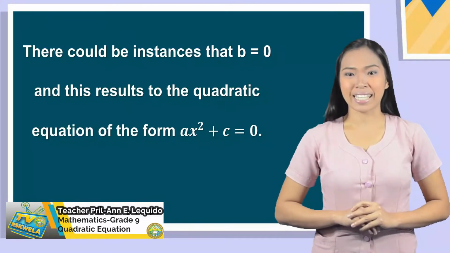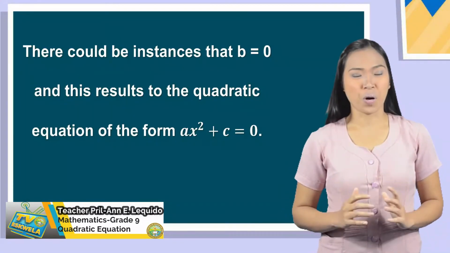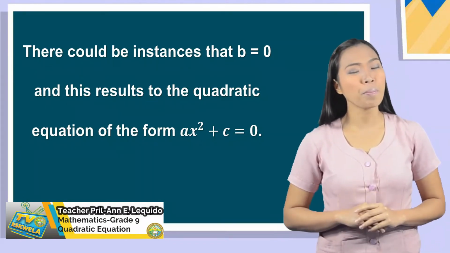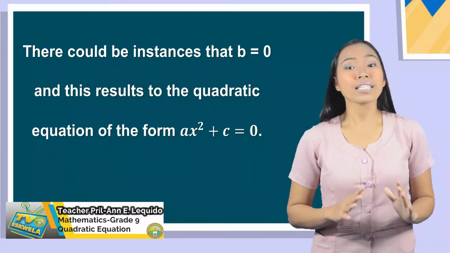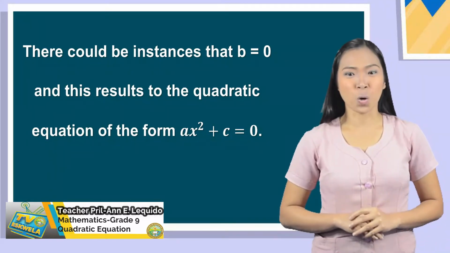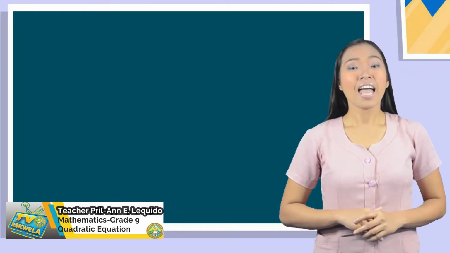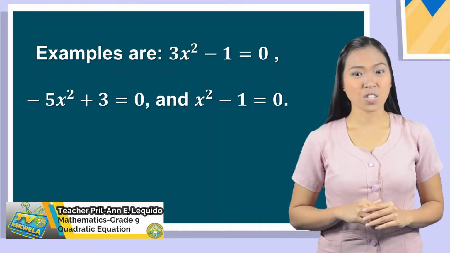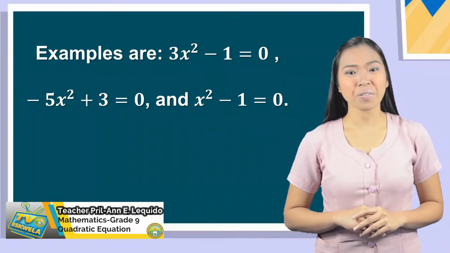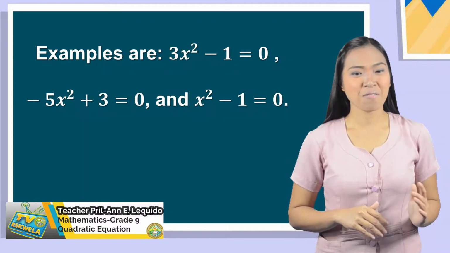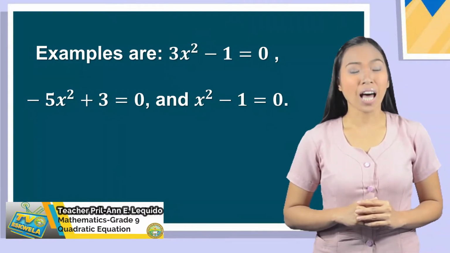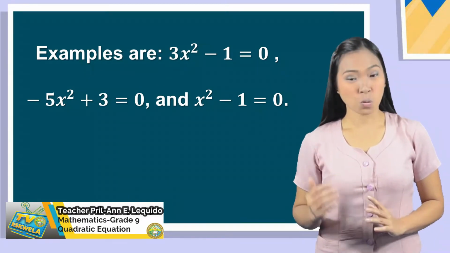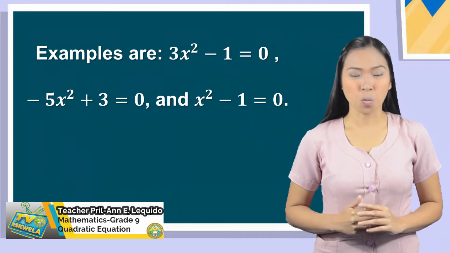There could be instances that b equals 0, and this results to the quadratic equation of the form ax squared plus c equals 0. Examples are 3x squared minus 1 equals 0, negative 5x squared plus 3 equals 0, and x squared minus 1 equals 0.